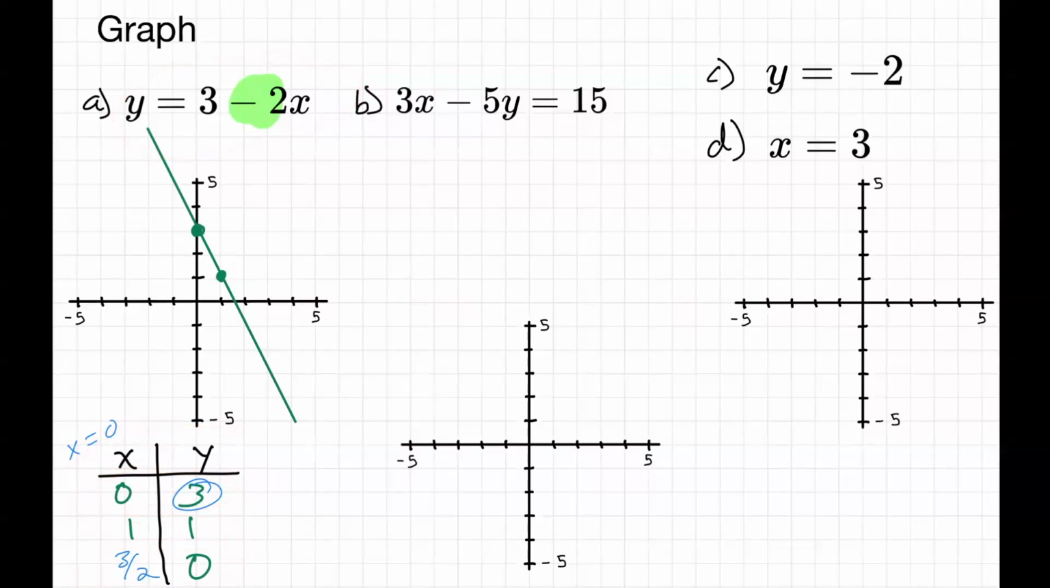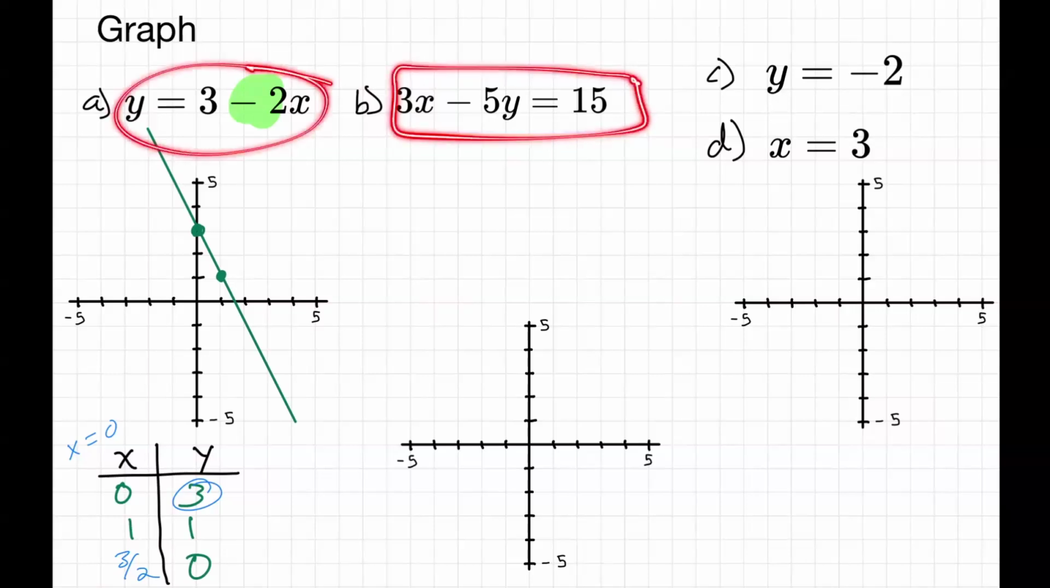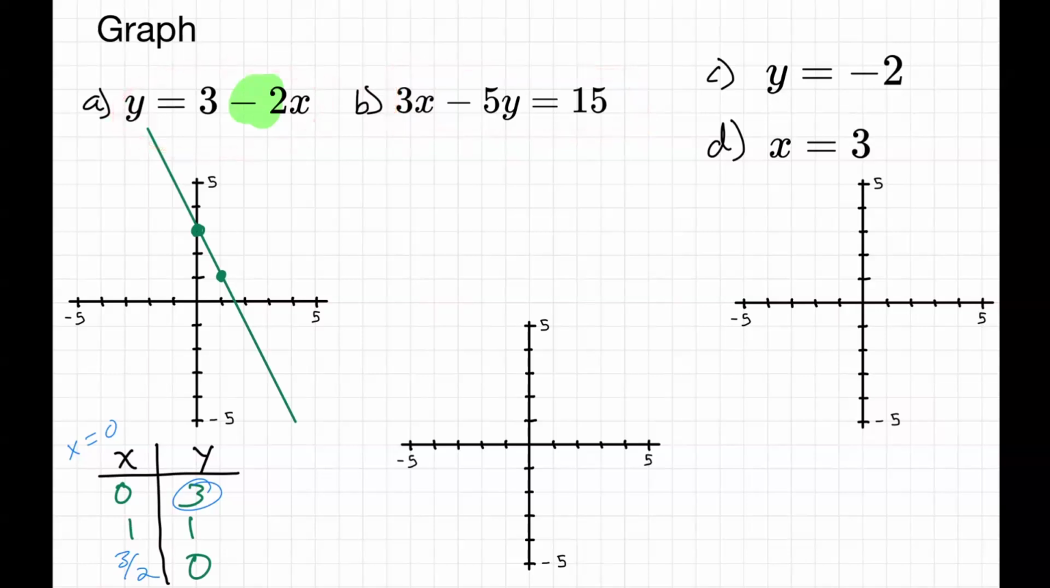All right. As we go to the second one, though, what's different about how this equation is written when we compare it back? The y is not by itself. Everyone sees it's not solved for y or x. This is going to be what we call either standard or general form. This particular one is standard form because the 15 is by itself.